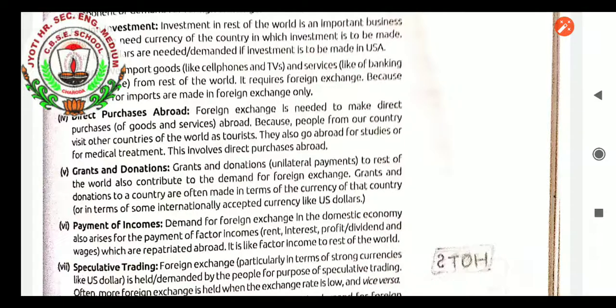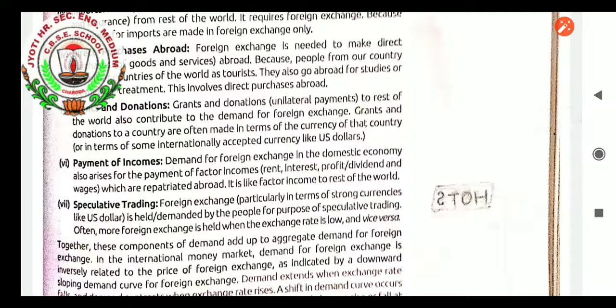Payment of income, students. Demand for foreign exchange in the domestic economy also rises for the payment of factor incomes like rent, interest, profit, dividend, and wages, which are repatriated abroad. It is like factor incomes to the rest of the world.